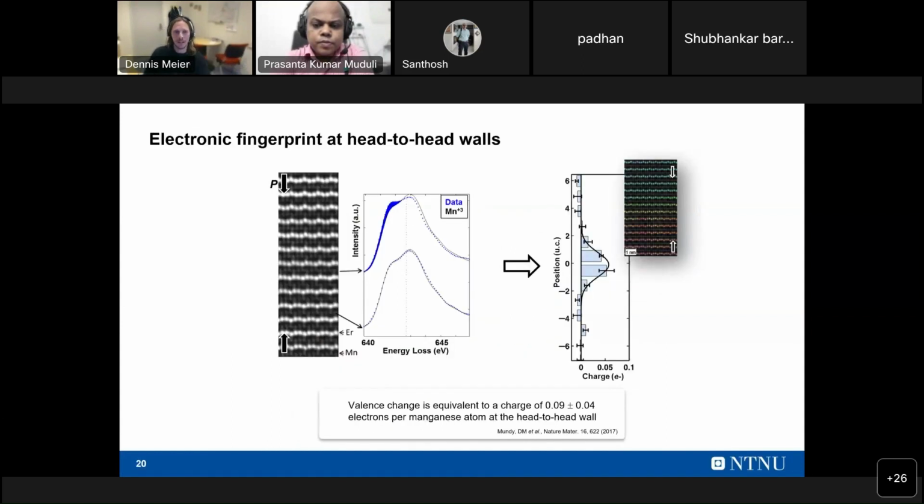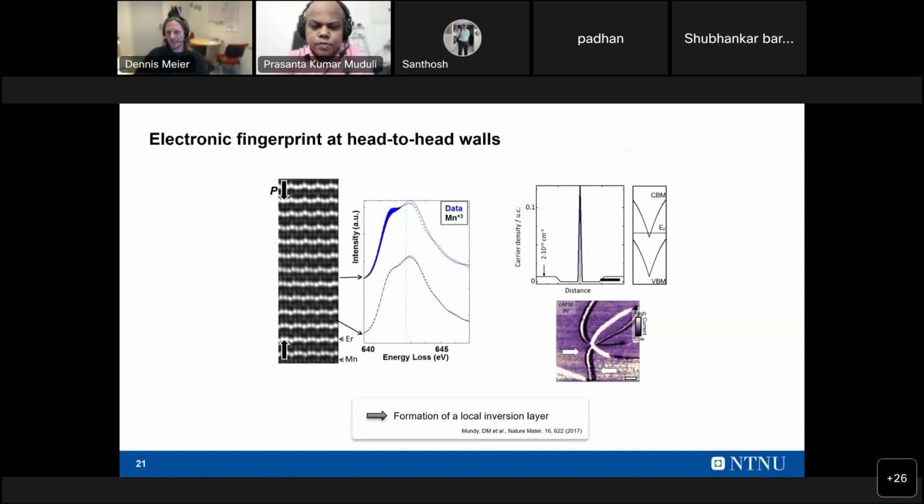We then looked into that in a little more detail, and these are now measurements from Giulia Mundi. She did yields measurements right at the position of a head-to-head domain wall, and you see the comparison of spectra at the domain wall and the bulk in the middle. You can already see that the manganese 3+ model spectrum nicely fits the bulk behavior, but there is a deviation at the position of the wall. Actually, on average, you have a valence state here of 2.8, which converts into an electronic charge, as you can see here on the right-hand side. And when you do the math, you see that this is equivalent to 0.09 electrons per manganese atom at the head-to-head walls. So there are some electrons sitting at the position of the head-to-head walls in our p-type semiconductor.